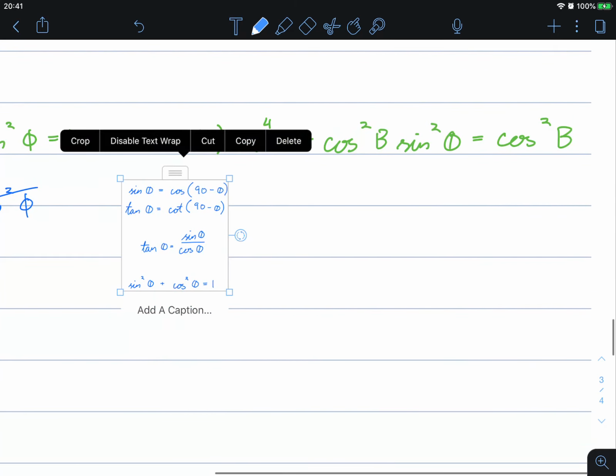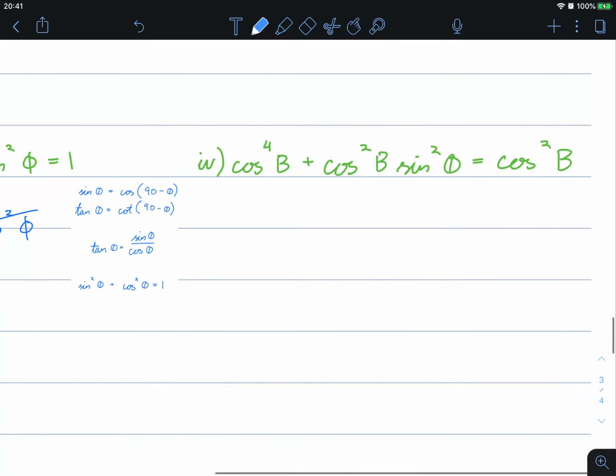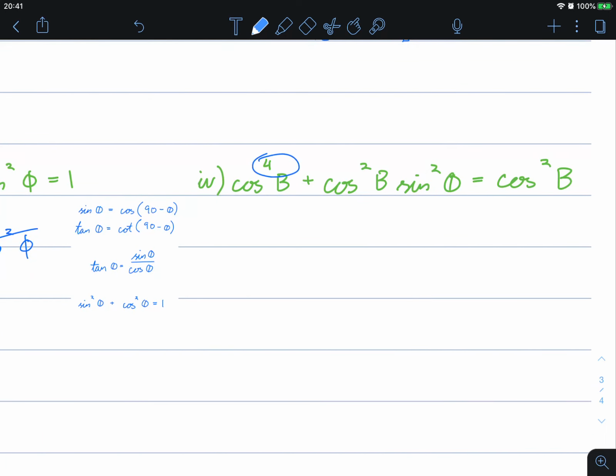One more example. In an example such as this, whenever you notice that there's a power that's higher here, a good little trick to do is we factorize this. So I'm going to take, well, there's 4 cosines here and 2 in this expression. So I'm going to take out cos squared b outside. So if this had 4 and we took 2 away, this leaves us with cos squared b plus, this one had only 2, so we got rid of all of them.